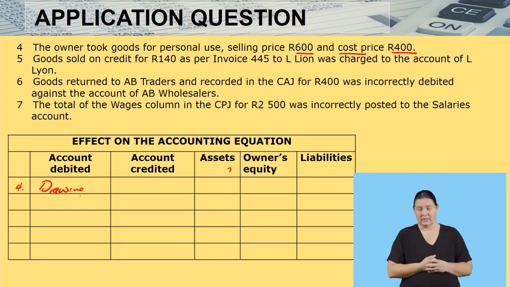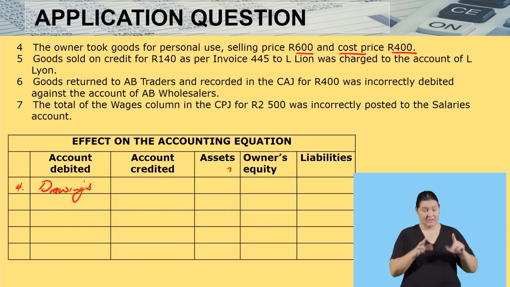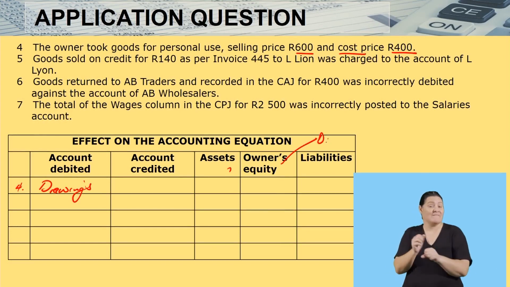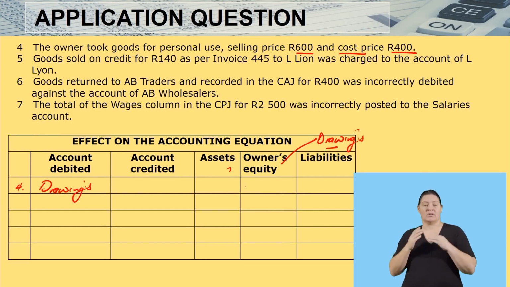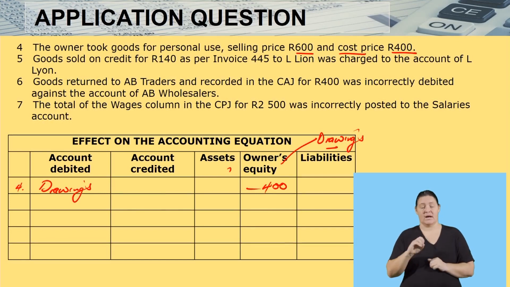I'll debit drawings. And once I debit drawings, remember my owner's equity is affected by drawings. Drawings decrease my owner's equity. So I'm coming here now to say minus 400. Drawings decreases my owner's equity.